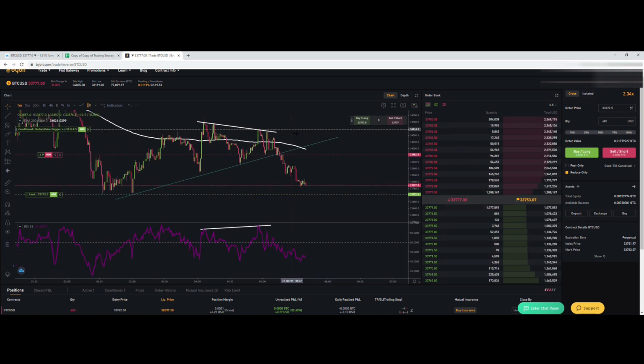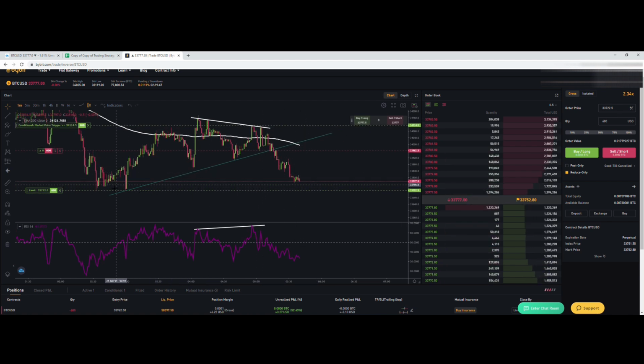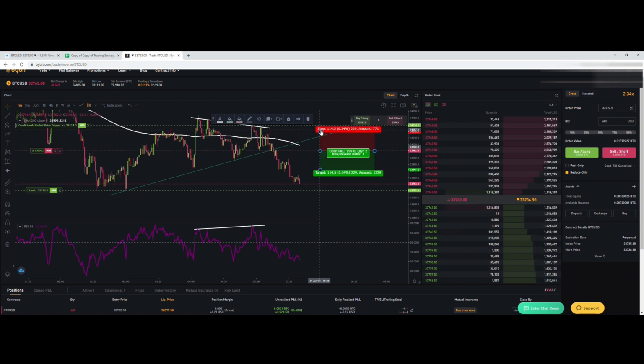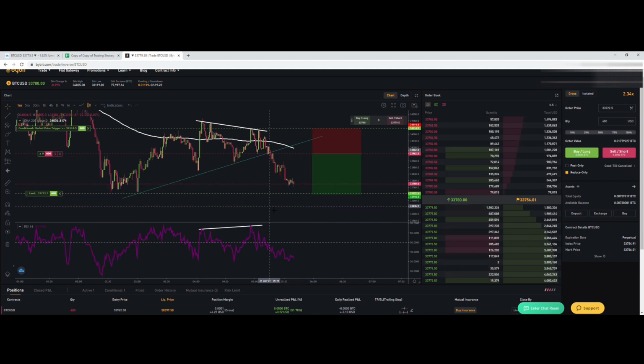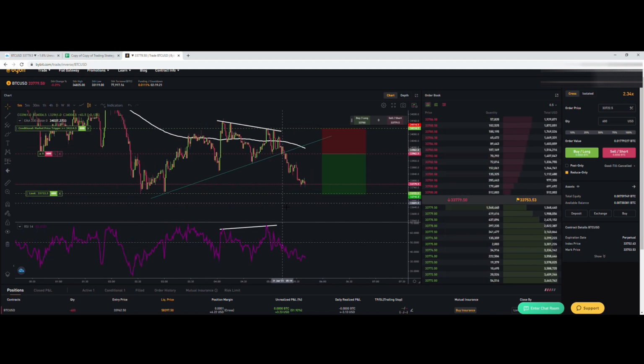So, stop right above this swing high. And then I'm targeting the lows here, which is just over a 1 to 1.5 risk reward ratio. Before I enter a trade, I always want to make sure that the risk reward ratio is favorable. If this was any higher, I probably would not have entered this even with the conditions being met. This is actually more like 1 to 1.6 risk reward ratio. That's what the trade is.